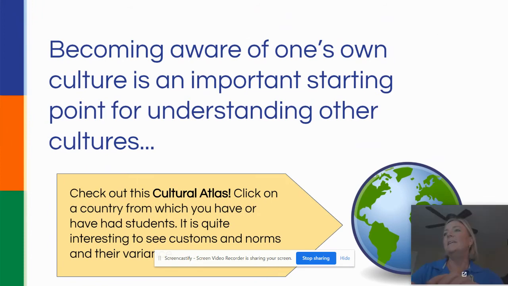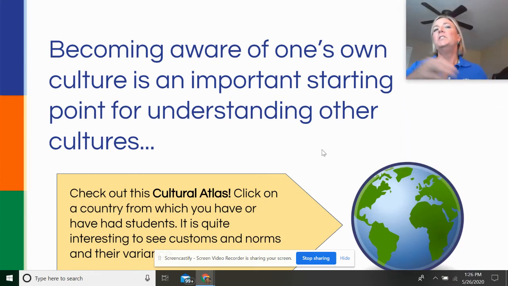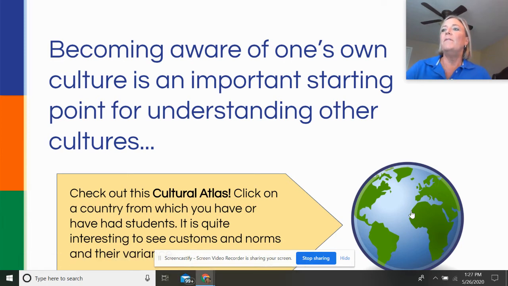Okay, if you do have students from other places, and that has been a part of the change in culture that you've seen, this is a fantastic tool that you can use. It's a cultural atlas, and you simply get to it by clicking anywhere on the globe. This will take you to a multitude of countries around the world and will give you very specific information on that culture. I actually investigated the United States culture, which is the only culture I have experience with, and I would say that I did learn some things.